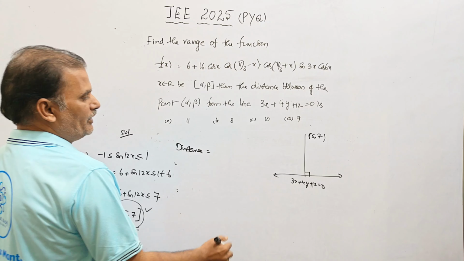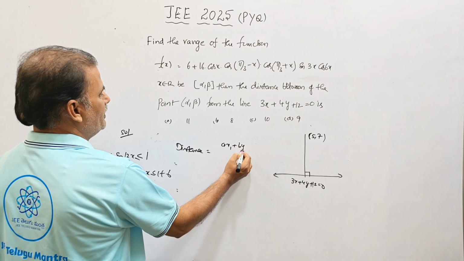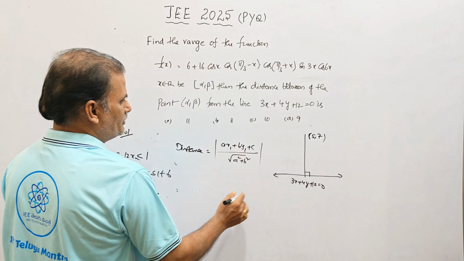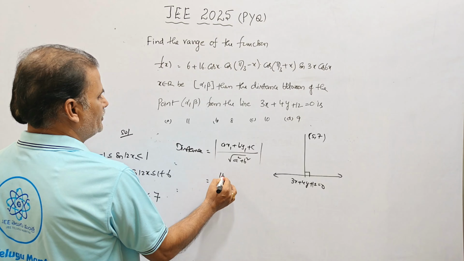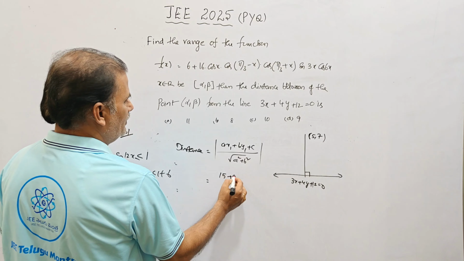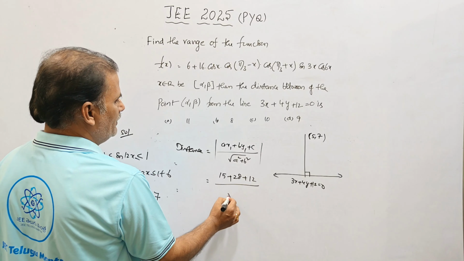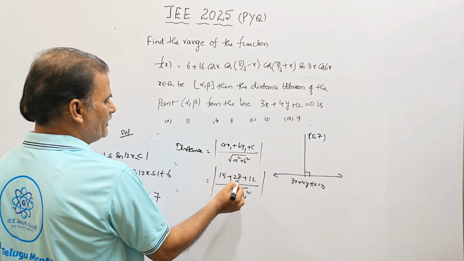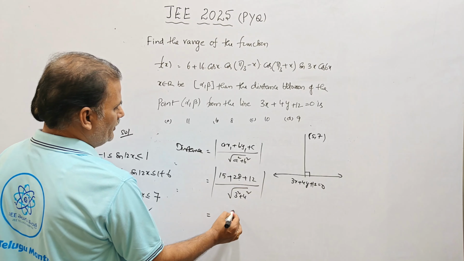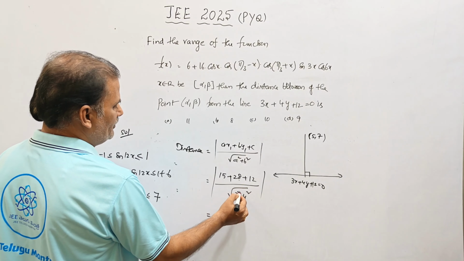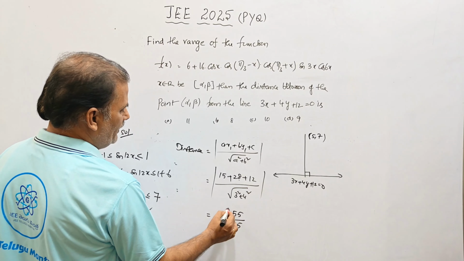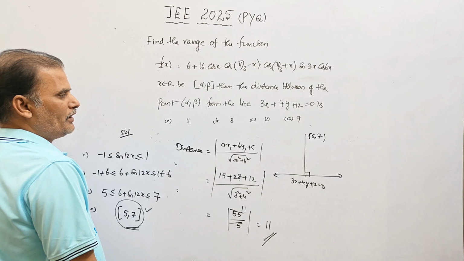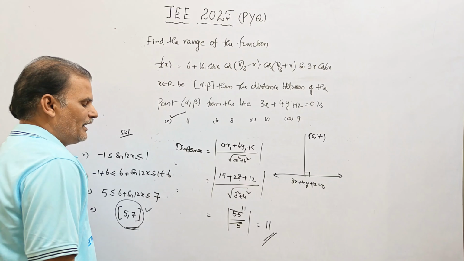is equal to the perpendicular distance formula: modulus of ax1 plus by1 plus c, by root of a square plus b square. Just applying this, 5 into 3 is 15, 7 into 4 is 28, plus 12, over root of 3 square plus 4 square. That is 15 plus 28 plus 12, which is 55, by 3 square 9 plus 16, 25, which is 5. 55 by 5 is 11. Therefore the distance from the point to the given line is equal to 11.